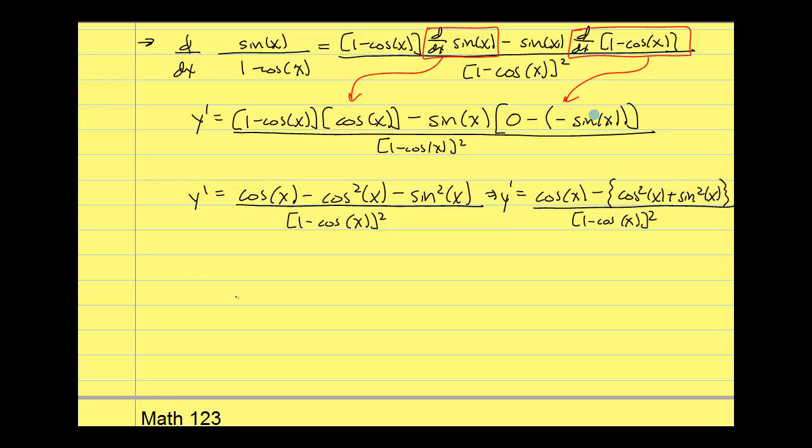Now, cosine squared plus sine squared is equal to 1. It's a Pythagorean identity. Sine squared plus cosine squared is 1. So when I rewrite this, I get y prime equals cosine of x minus 1.